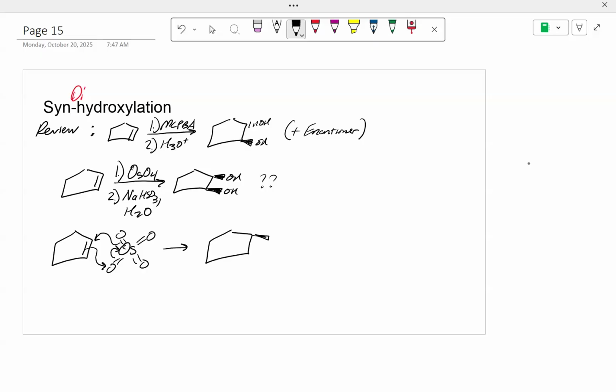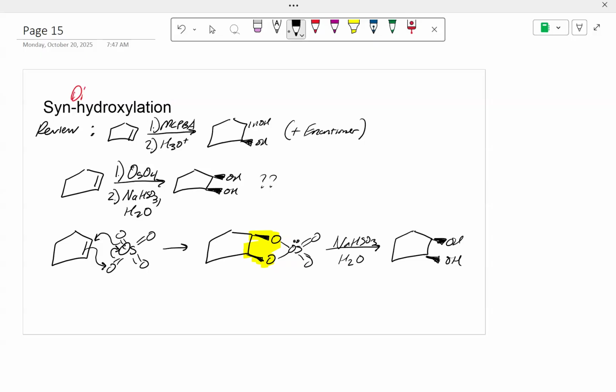And we get this weird looking intermediate. But I want you to look very closely at this. Notice how those two oxygens are syn to each other. And then all that needs to happen, you do not need to know the mechanism for this, but in the second step, that's where we add the sodium bisulfite and water. And that gets us the syn addition of those two alcohol groups.